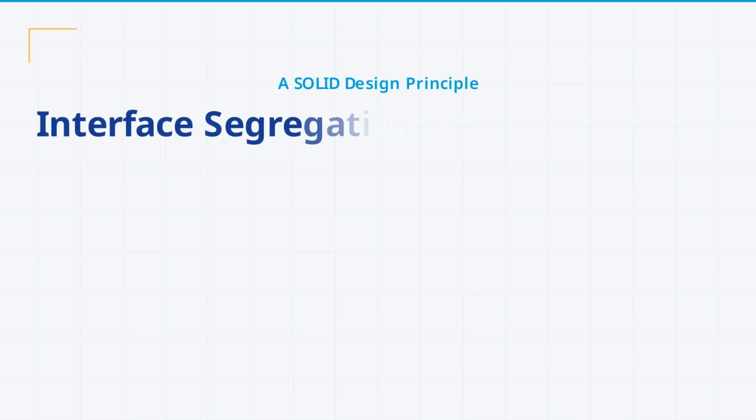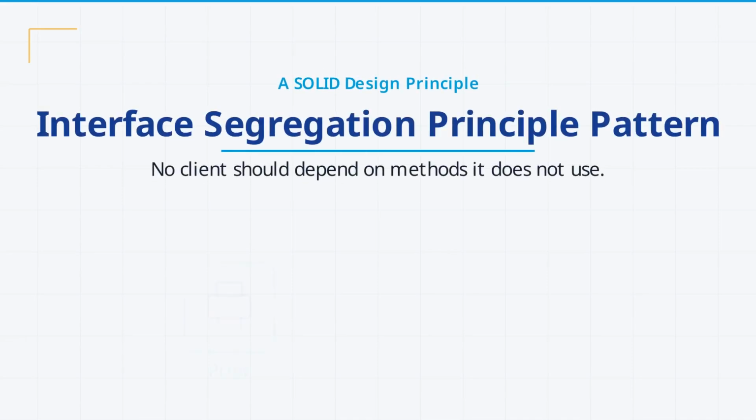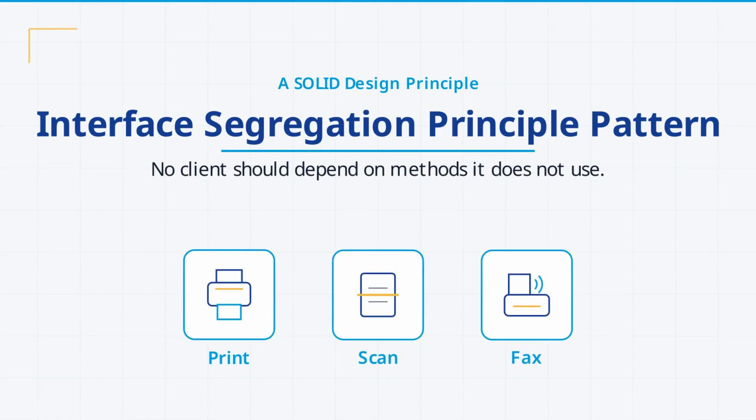Welcome. Let's explore the Interface Segregation Principle, one of the SOLID principles. The key idea: never force a client to depend on methods it doesn't use. Prefer many small, focused interfaces.